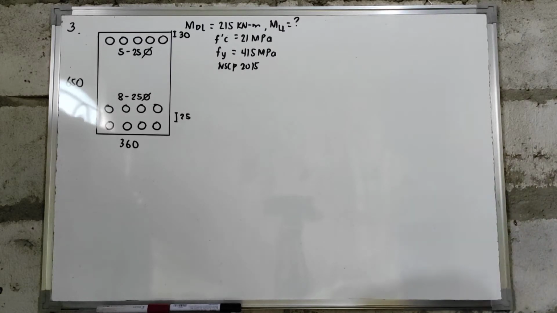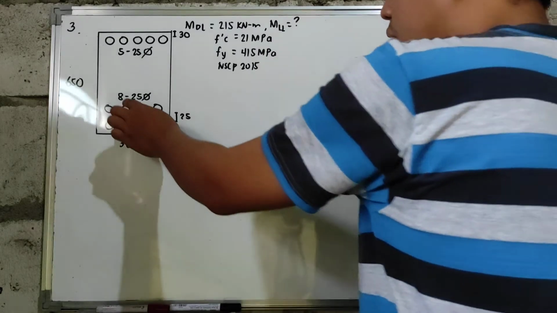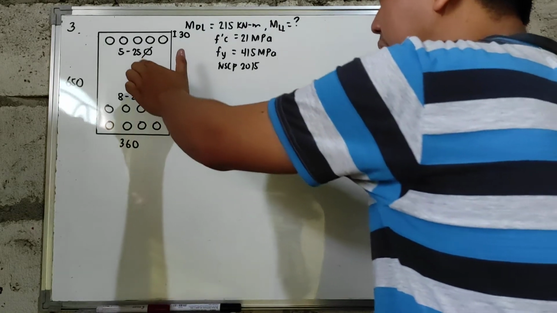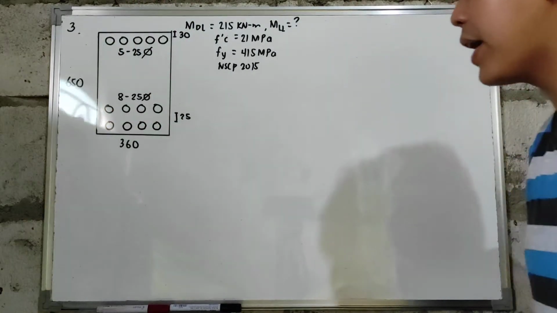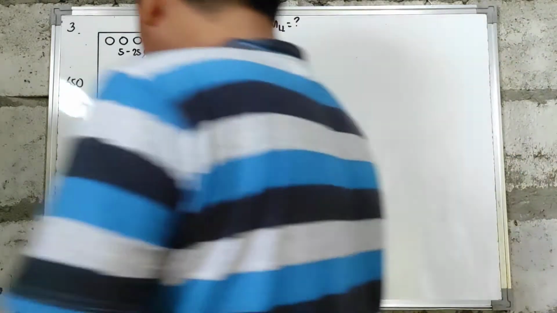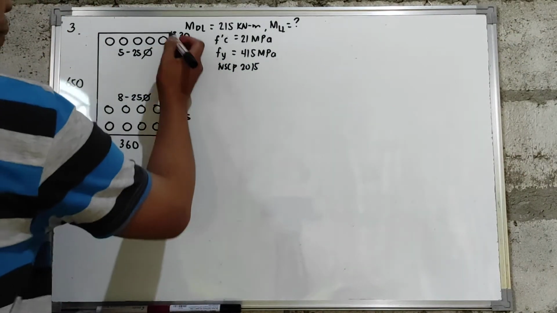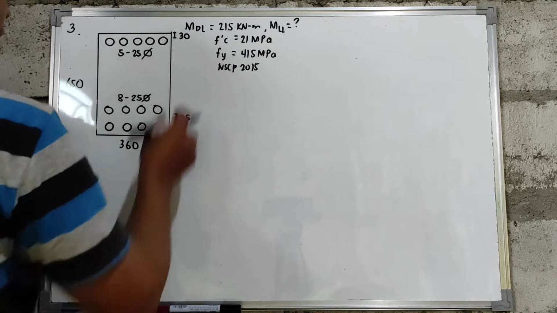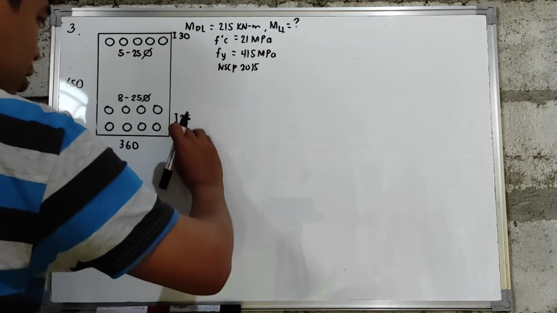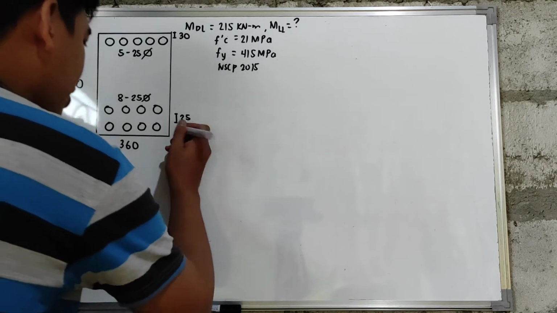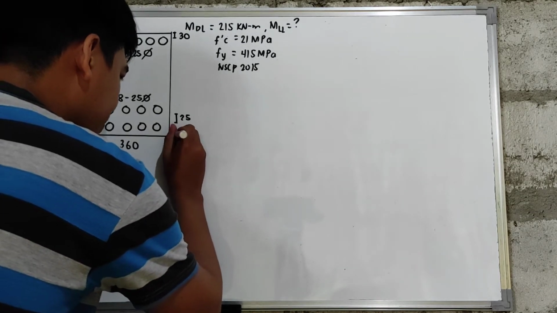So kung mapapansin natin dito sa figure natin, meron tayong 8 pieces ng 25 mm diameter sa tension bars. And for the compression bars, meron tayong 5 pieces na 25 mm diameter. And meron tayong clear concrete cover from the top of your reinforcement to the outermost fiber of your beam na 30. So dito din is 30 din. So meron din tayong clear concrete cover dito na 30.